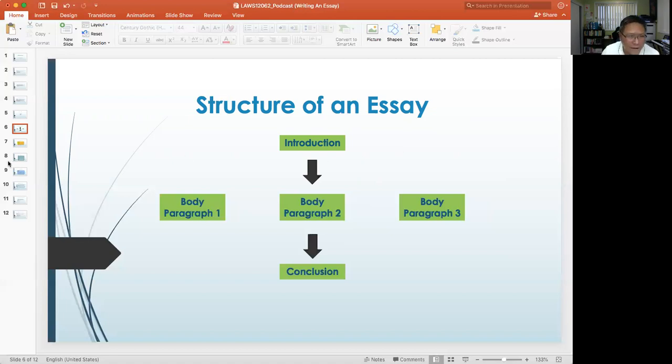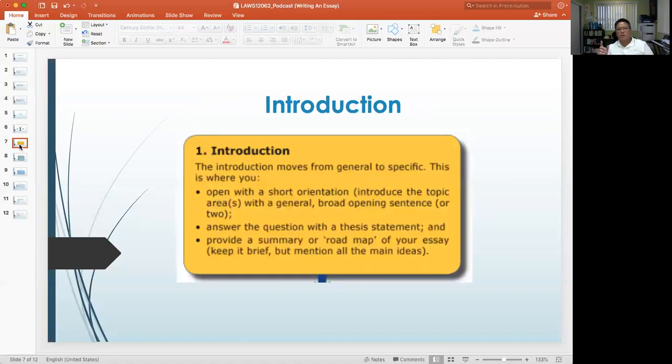Now let's examine the introduction further. The goal of an introduction is to, and I picked this up, as I said, there are a lot of materials available on the internet, I picked this up from one of the sources, the introduction moves from general to specific. This is where you open with a short orientation. So in other words, give us a sense of what the topic is all about. If you're going to be talking about Facebook, tell us, why is Facebook important? How many users are there? Is it being used worldwide? Is there an issue about the use of Facebook?